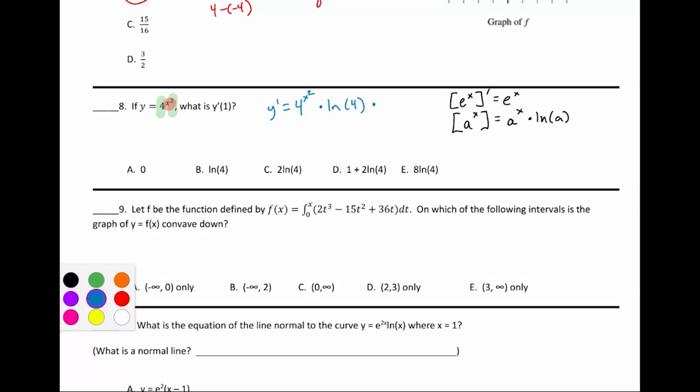And since the inside is x squared, the derivative of that is 2x. So if we want to try to evaluate this at 1, we're just going to plug in 1 everywhere where we see x. 1 squared is 1, and 4 to the first power is just 4. So you have 4 times the natural log of 4 times 2 times 1, which is 2. 2 times 4 is 8. So we get 8 times the natural log of 4. And our answer is E.